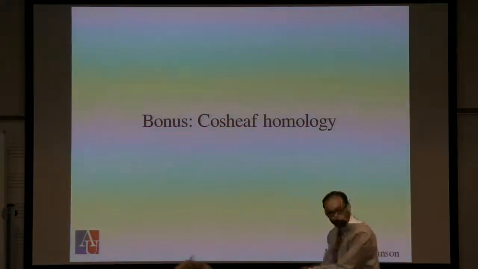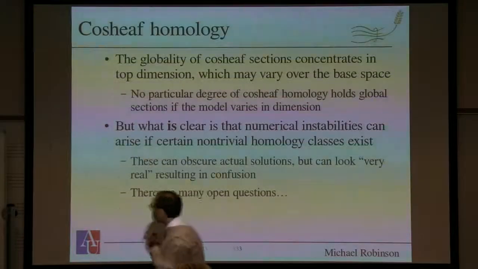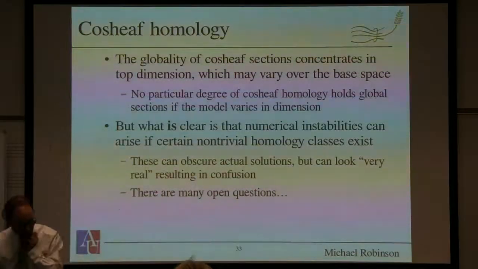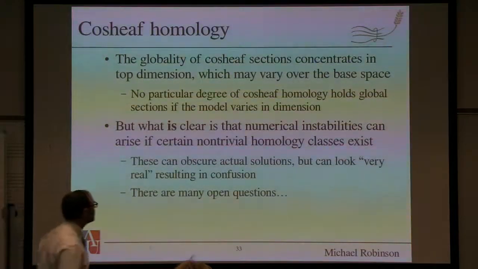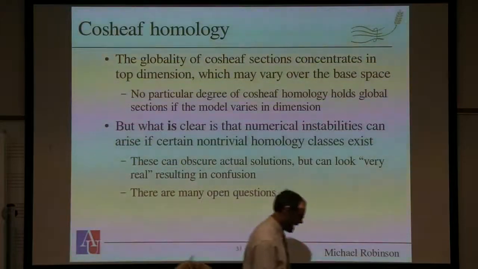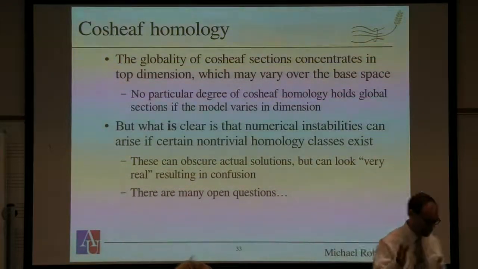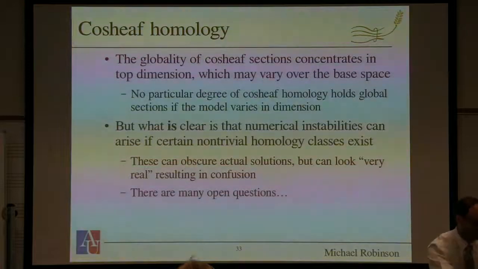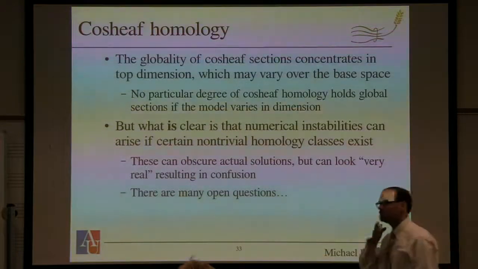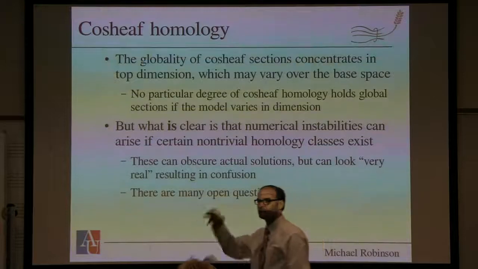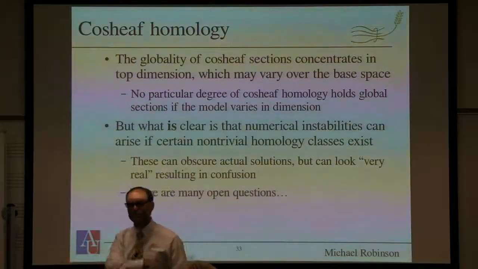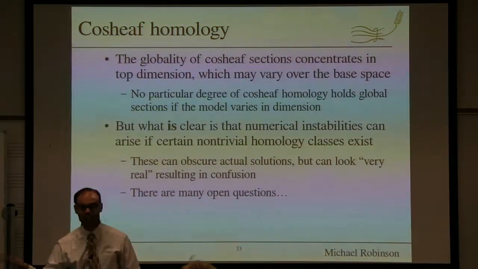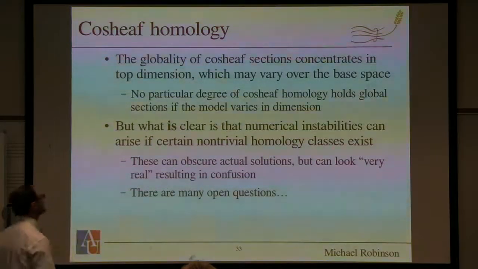And so, a final bonus in the last few minutes. We mentioned co-sheaves a while ago. Don't they have something to do with this? They're the same kind of construction. Well, the globality of co-sheaf sections is kind of bad, because unlike sheaves, where global sections live in H0, global sections of co-sheaves don't live in a given dimension. They live in top-dimensional simplices. They don't necessarily all live in the same dimension, because the top-dimensional simplices might be different. They may not all be of the same dimension.